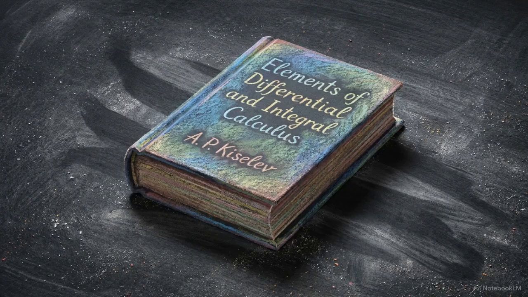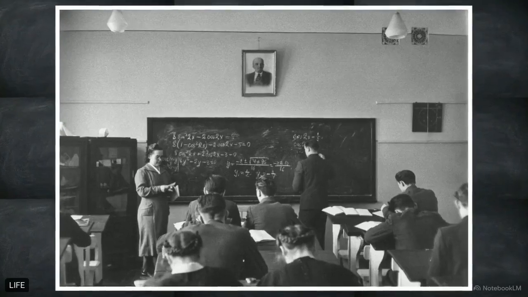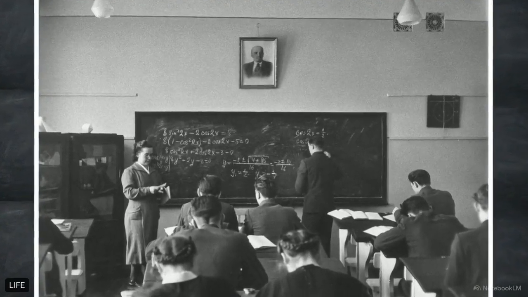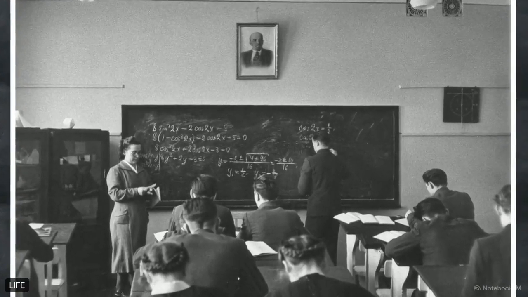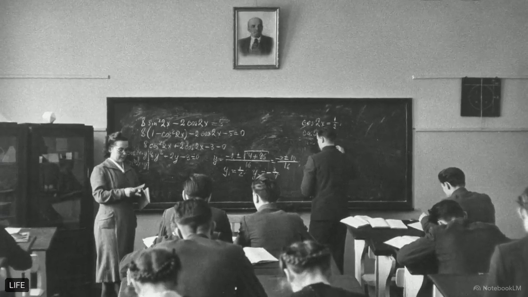In 1908, Andrei Petrovich Kiselev published Elements of Differential and Integral Calculus. This text provided the mathematical framework for generations of Russian students. Kiselev's curriculum required students to master the formal proofs behind calculus, rather than relying on intuitive shortcuts.